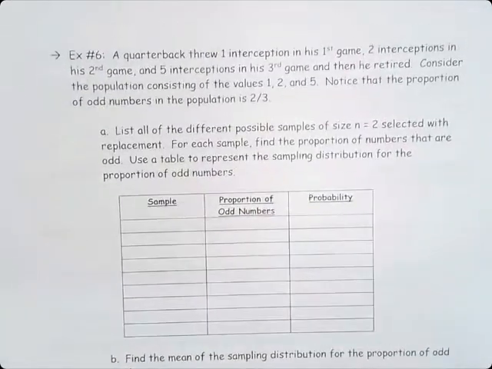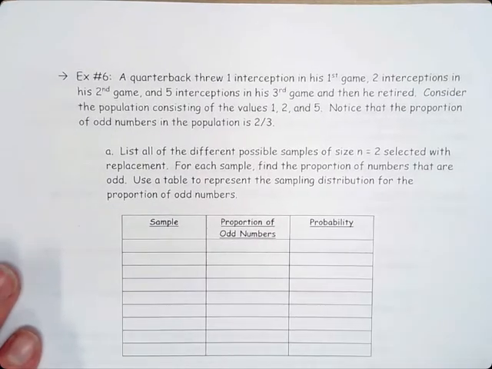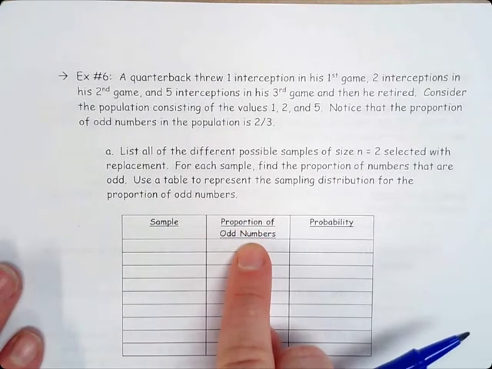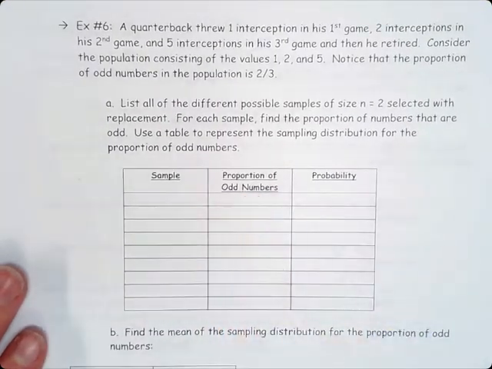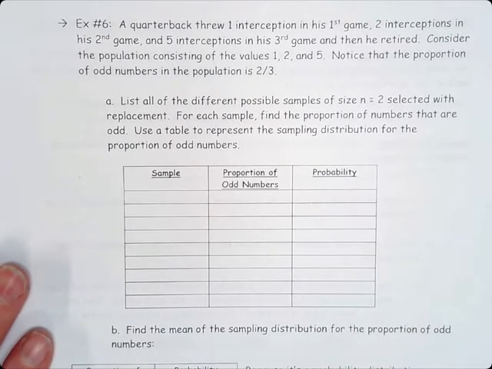Let's look at the next example. A quarterback threw 1 interception in his first game, 2 interceptions in his second, and 5 interceptions in his third game, and then he retired. Consider the population consisting of the values 1, 2, and 5. Notice that the proportion of odd numbers in the population is 2/3. List all the different possible samples of sample size n equals 2, selected with replacement. For each sample, find the proportion of numbers that are odd. Use a table to represent the sampling distribution for the proportion.